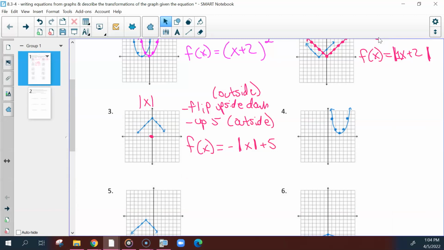That's just if you want to check yourself. You do not have to check yourself. It is a good practice. Okay.